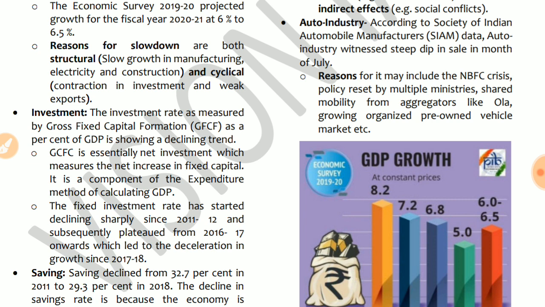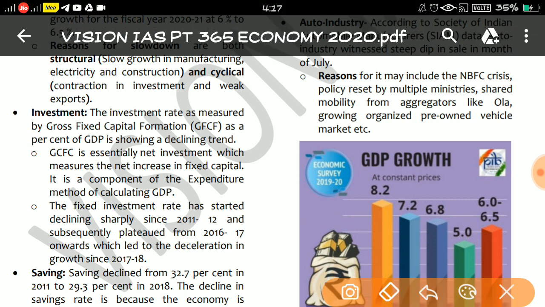Investment can be measured through the term called GFCF. This is very important for your upcoming examination. Gross fixed capital formation is nothing but the kind of investment that the economy is having. GFCF as a percent of GDP is also showing a declining trend. If you observe the Economic Survey 2019-20, you will understand that yes, GFCF is continuously decreasing. Capital formation is not happening in the Indian economy. GFCF is net investment, which measures the net increase in fixed capital.